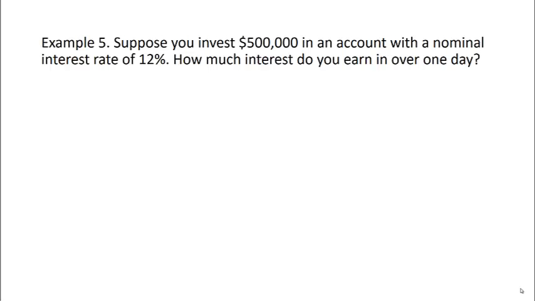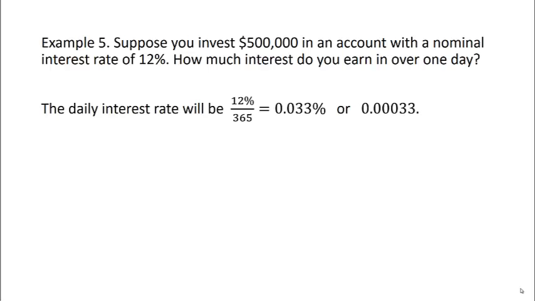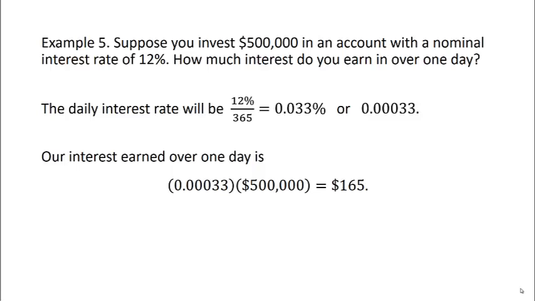Suppose you invest $500,000 in an account with a nominal interest rate of 12%. How much interest do you earn over one day? Well, we start by computing the daily interest rate. Our daily interest rate will be our nominal interest rate of 12% divided by 365, or 0.033%. Our interest earned over one day will be our interest rate, 0.00033, times the amount invested, $500,000, or $165. So the interest earned in a single day would be $165.